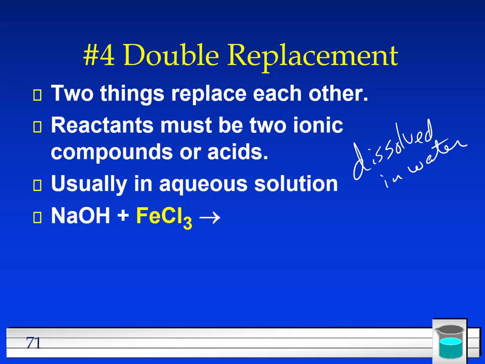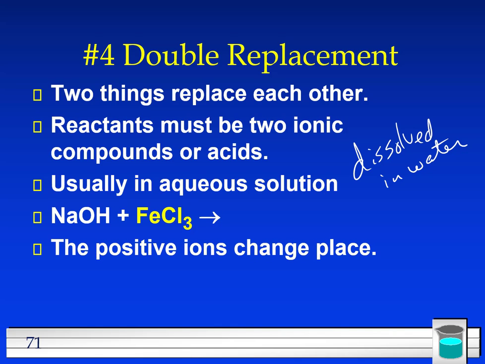Well, we can figure it out from here. NaOH plus FeCl3. So they're going to change partners. So I think of it as the positive ions changing place. It would be equally valid to say the negative ions change place, but I pick positive because they always lead. Because the positive always leads.